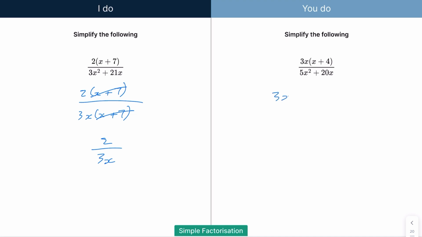Again, on the right, hopefully you've pressed pause and had a go at this. We can factor out the 5 and the x, and then finally we can cancel that out, and we can also get rid of the x here, so that leaves us with 3 over 5.